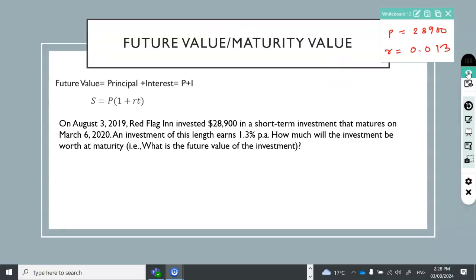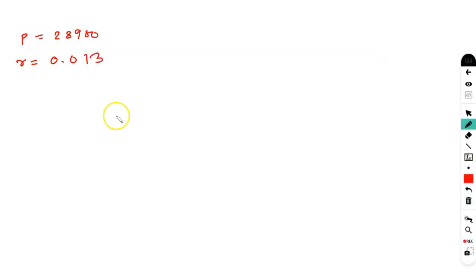So we can write the principal amount as 28,900 and your rate is 0.013. That is converting the percentage to decimal. And then for time, you have August 3 to March 6. So we need to count the number of days. So August 3 to March 6.